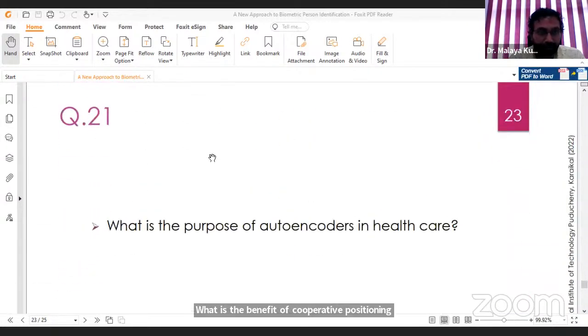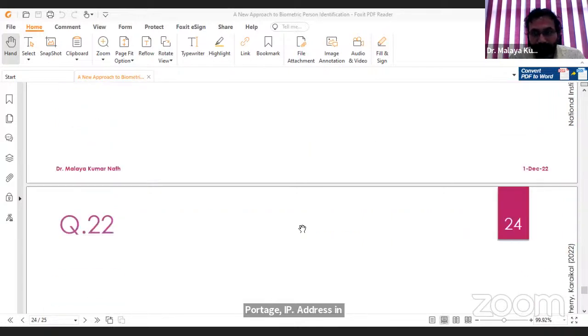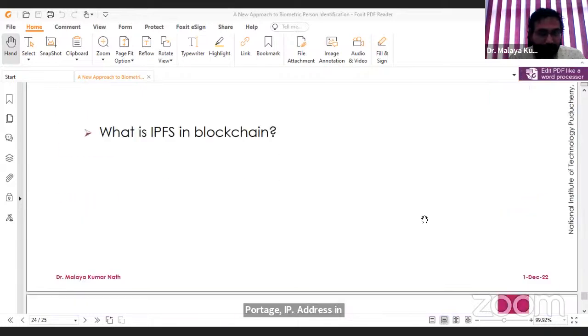Question number 21, what is the purpose of autoencoders in the healthcare sector? It has many applications, but for what purposes people are using autoencoders in healthcare? What is IPFS in blockchain? So these are the few questions I have asked.